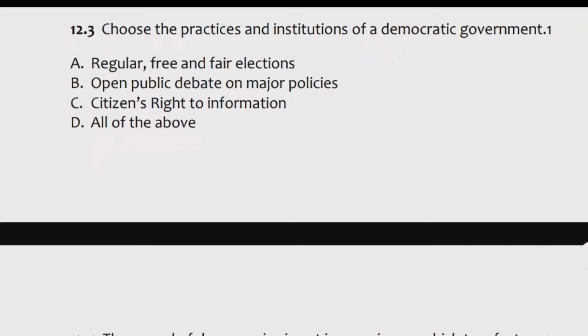12.3. Choose the practices and institutions of a democratic government. Options. A. Regular, free and fair elections. B. Open public debate on major policies. C. Citizens' right to information. D. All of the above.